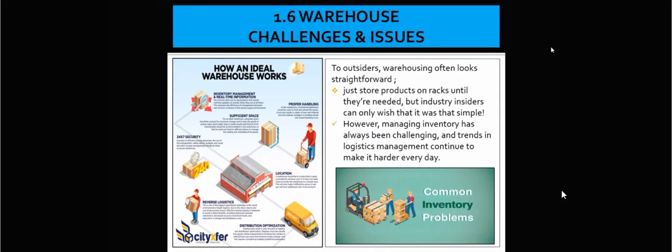So jadi tiap-tiap benda tu, tiap-tiap stage, tiap-tiap fasa tu dia ada cabaran dia, ada isu-isu dia. Right? So kita lihat kat sini how an ideal warehouse works. Bagaimana, right? Warehouse yang ideal lah, yang sebaiknya berfungsi. So if you can read there, inventory management and real time information.